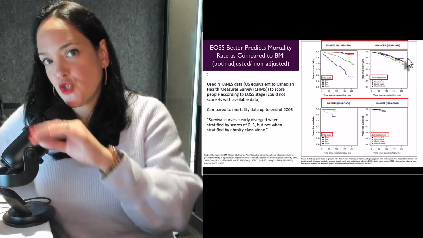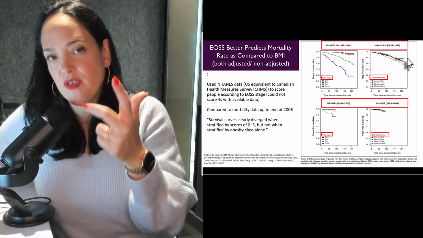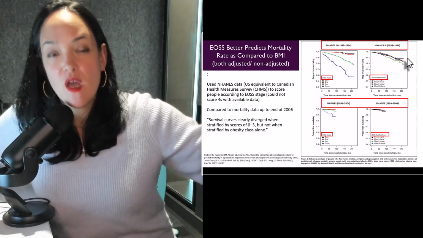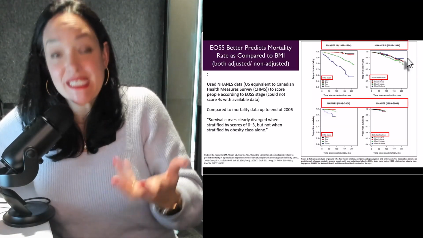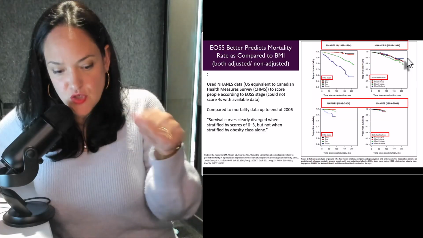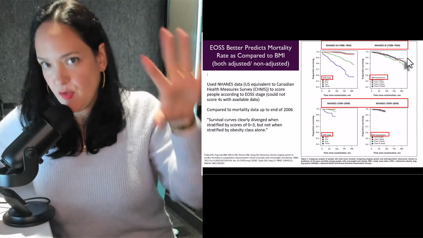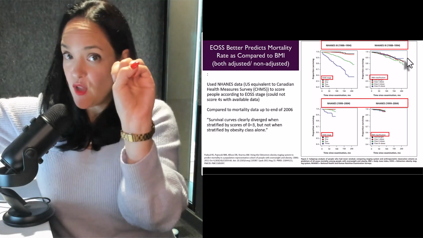So this study looks at 2 cycles of the NHANES data set. NHANES, National Health and Nutrition Examination Survey. It's kind of like the Canadian Health Measures Survey, where they actually are taking measurements and taking samples as well from people in addition to self-reported information. So it's a more comprehensive health screening, and they collect that information and they keep it, and then they can follow up with these individuals.